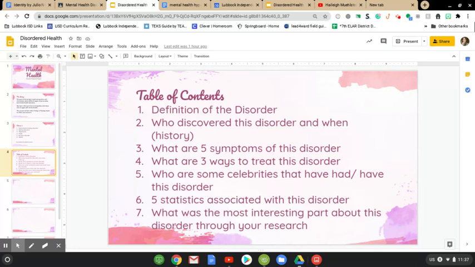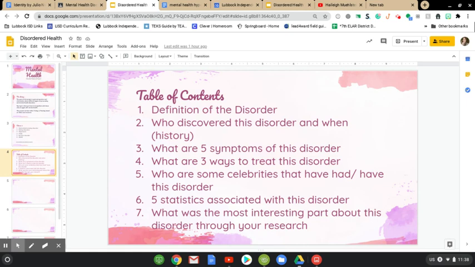And then you're going to give me a little bit of a look at the history of this disorder. So who discovered it? When was it discovered? Is it something from medieval times? Is it something that just got discovered in the 80s? Kind of give me a little bit of background on the disorder.